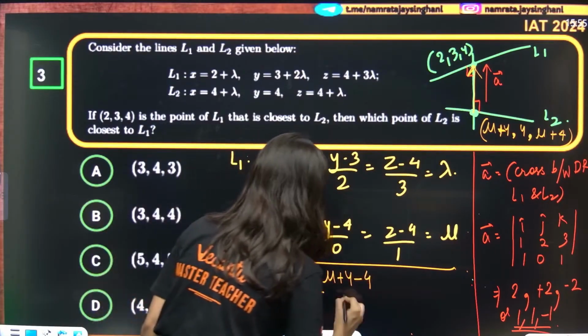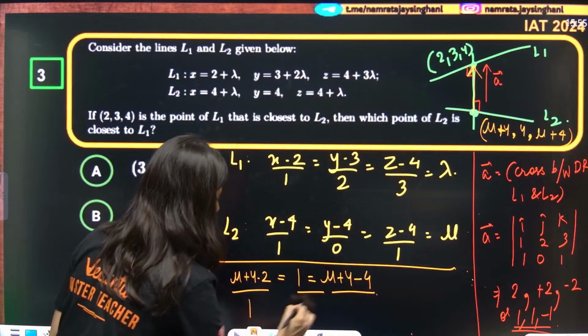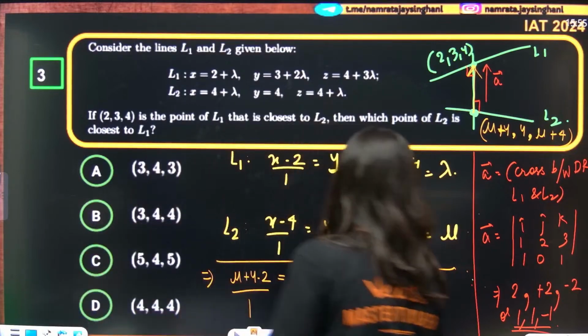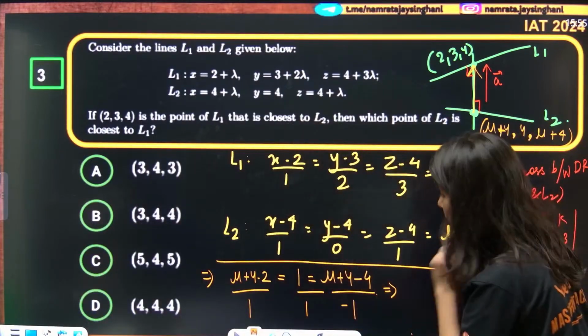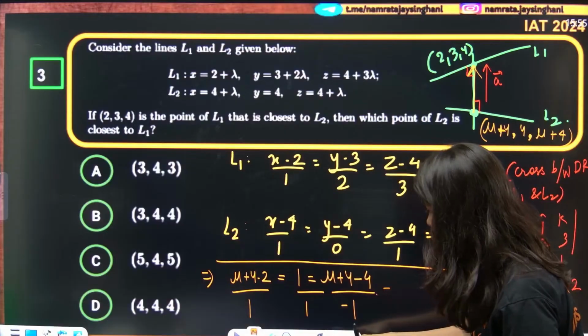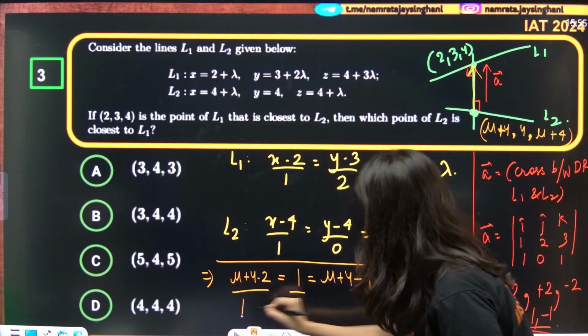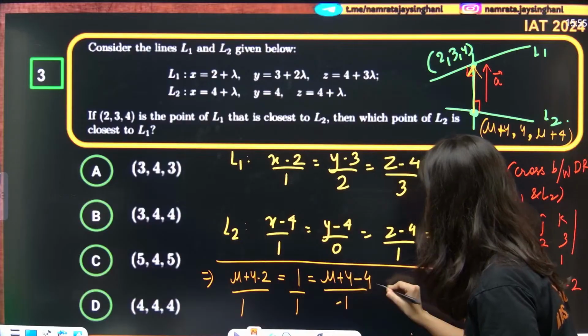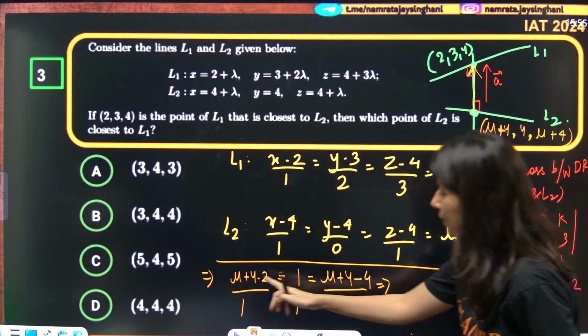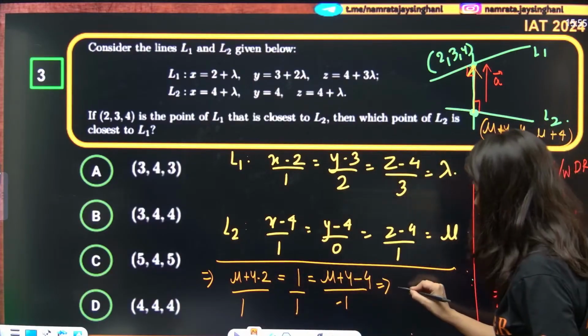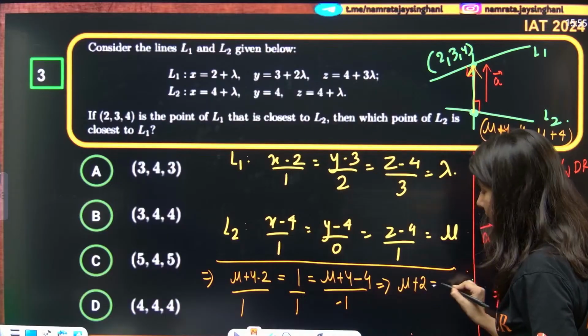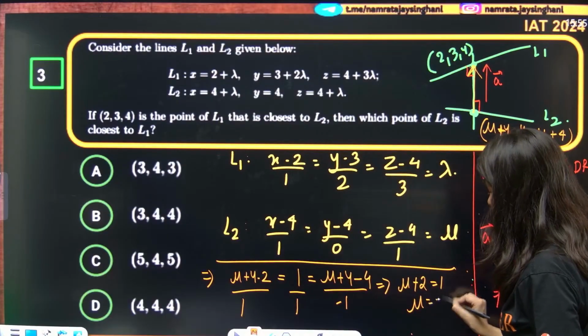Whole upon, this is 1, 1 and minus 1. Okay, so now this is going to give you what? Hold on. This is 1 upon 1, 1 and this is your whole minus 1. Now, if you solve it, mu plus 2 is equal to 1. So mu plus 2 is nothing but 1. So mu is coming out as minus 1.